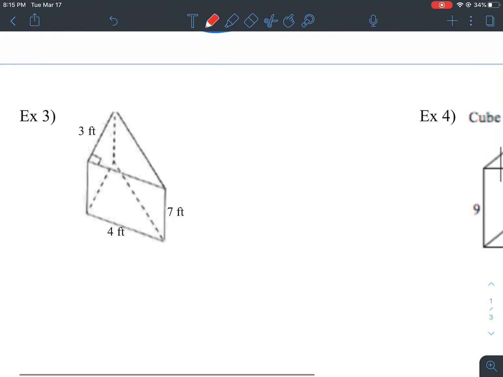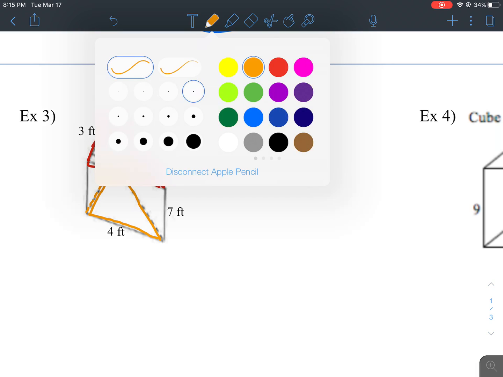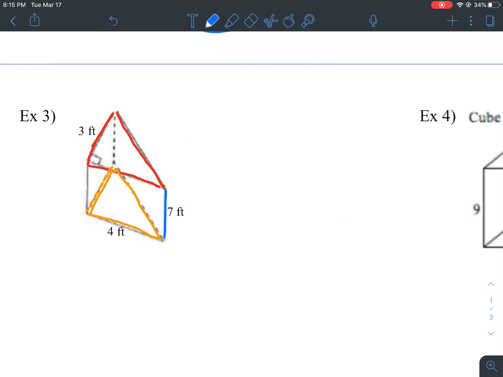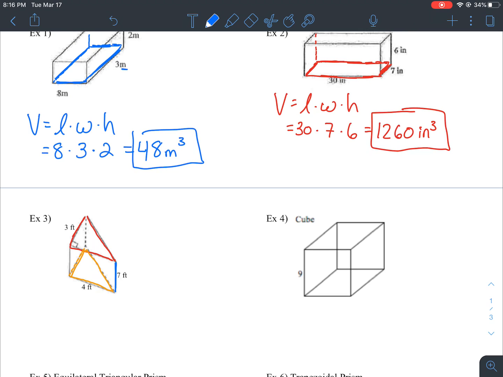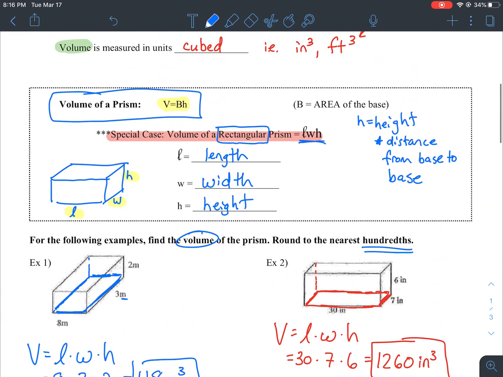So in this case here, we can see we have a triangular base. We have this triangle up on top. We have its corresponding or matching triangle base down on bottom. And then we can see the distance from one base to the next is 7. So in this case, we cannot use length times width times height. It's not a rectangular prism.